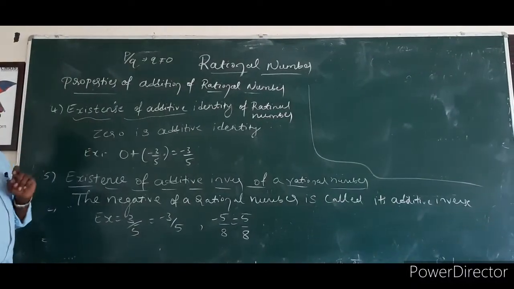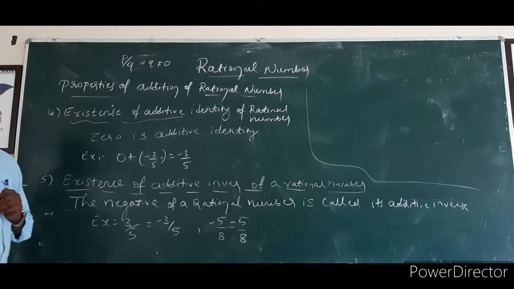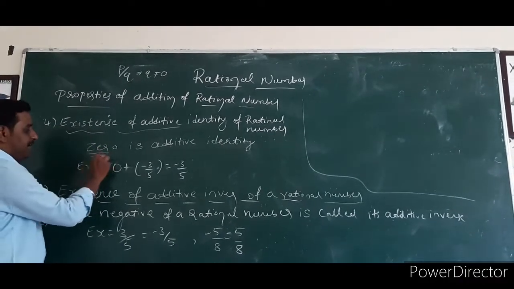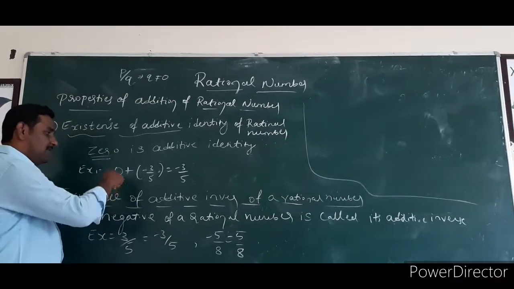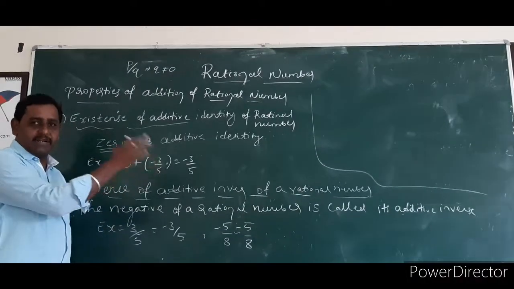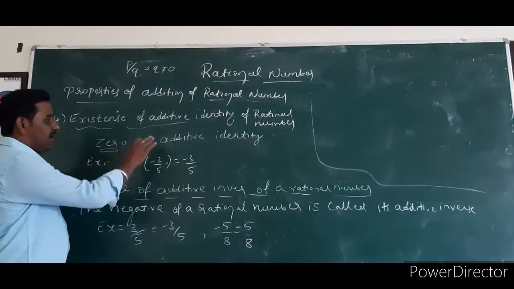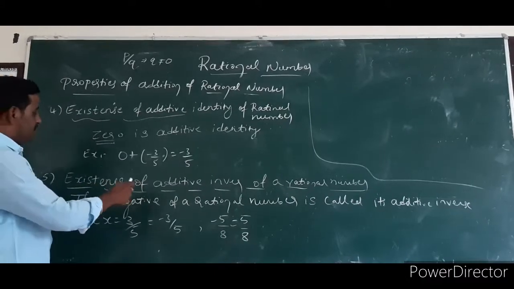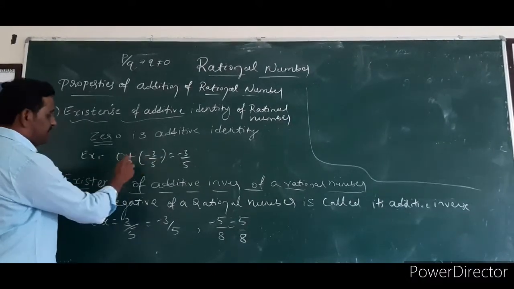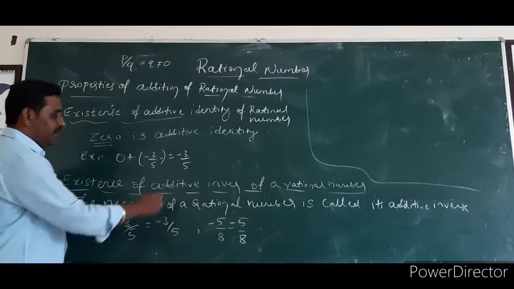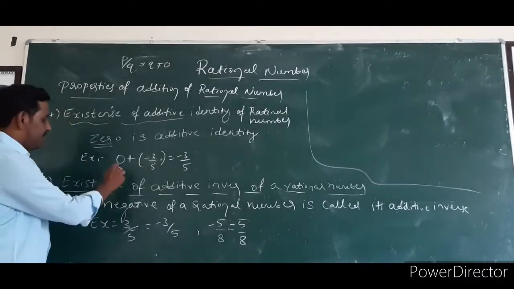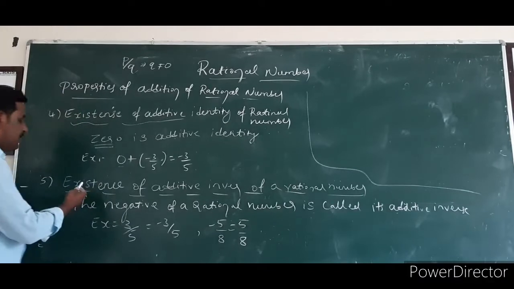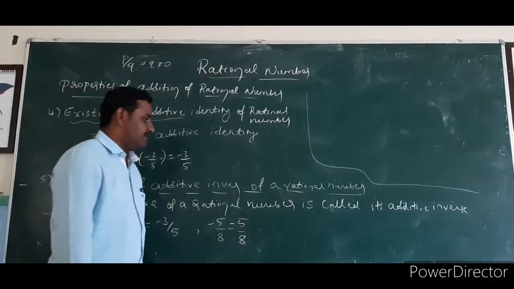Next property: existence of the additive identity of a rational number. The additive identity for all rational numbers is 0 only. If you add any rational number with 0, again you will get the same rational number. So 0 is the additive identity for all rational numbers. For example, I am considering minus 3 by 5 and adding 0; you will get minus 3 by 5 only. That's why for all rational numbers, the additive identity is 0.